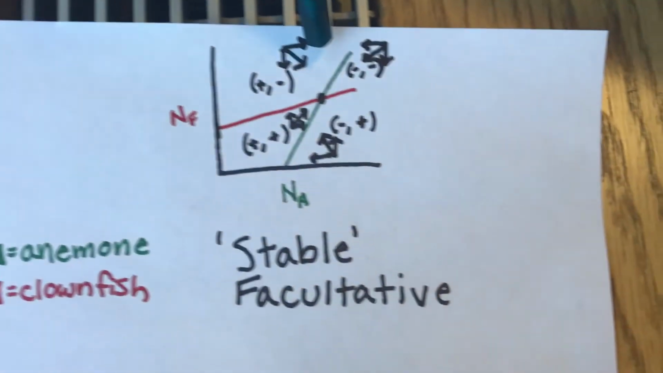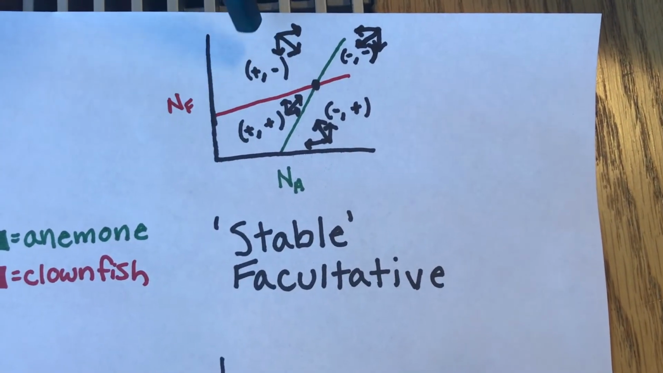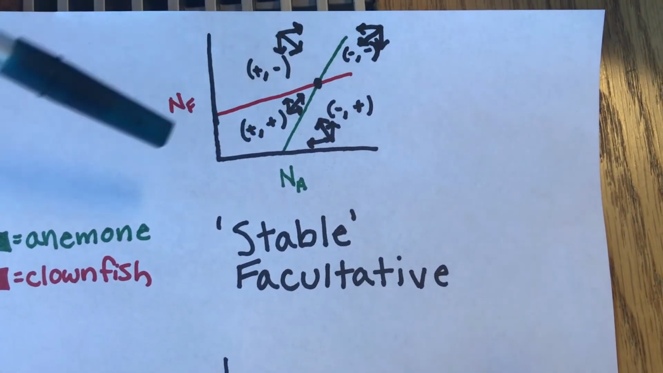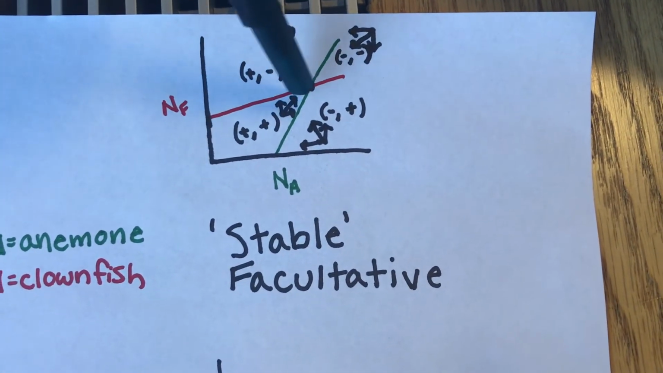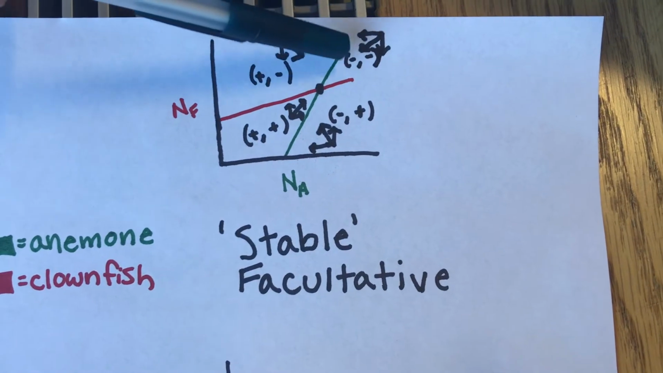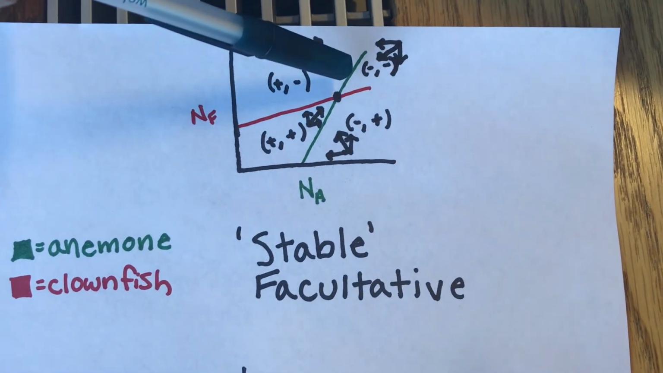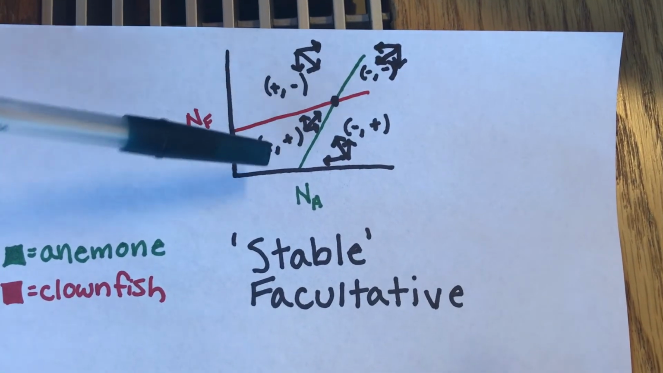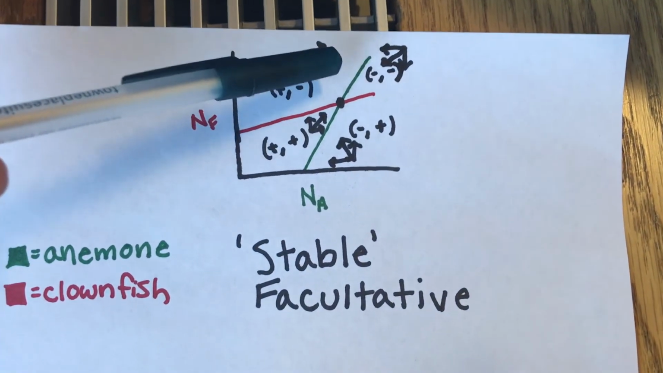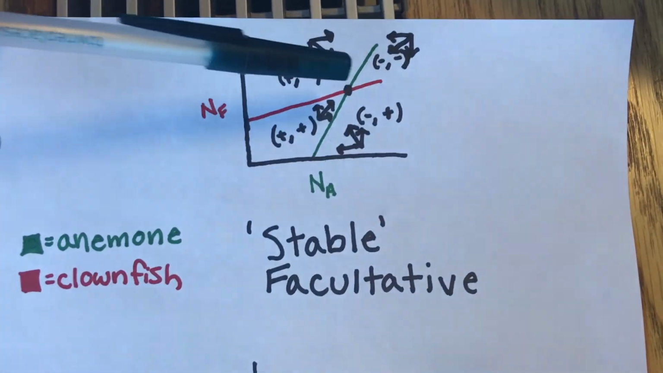The next model is the stable facultative model, again using the clownfish and anemone as an example. So at this point, they'll move towards a stable equilibrium point, and if they go above that stable equilibrium, both populations will decline until they go back to that equilibrium. And as both populations decline, they'll move back upwards towards the equilibrium point, and it's a stable equilibrium. They'll continue to stay there.